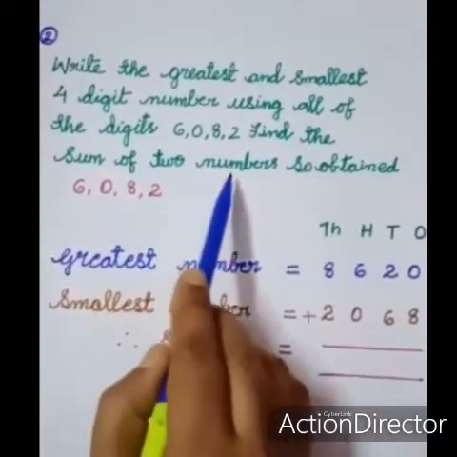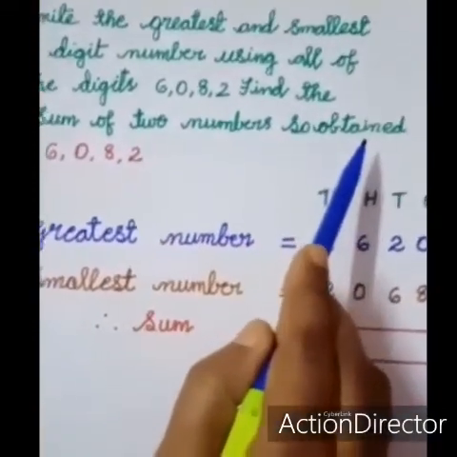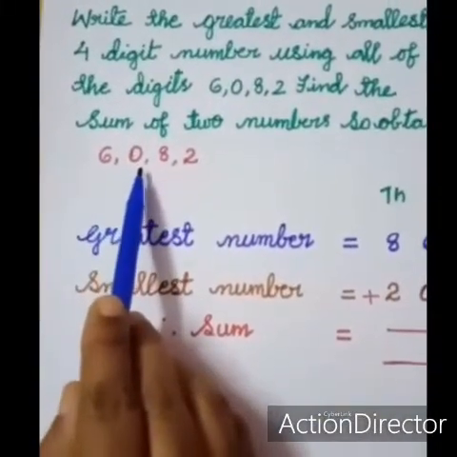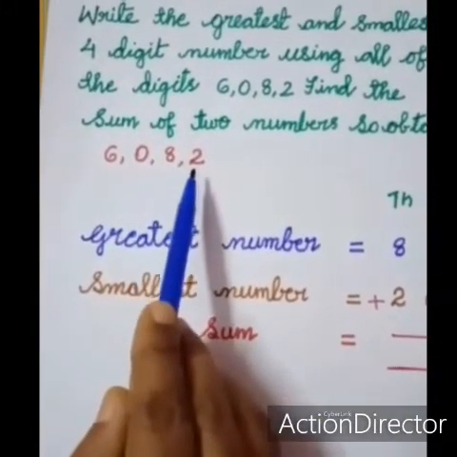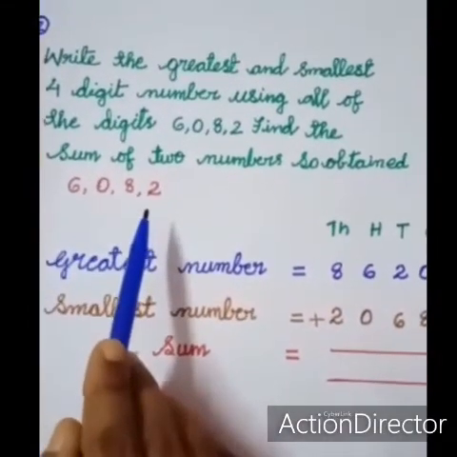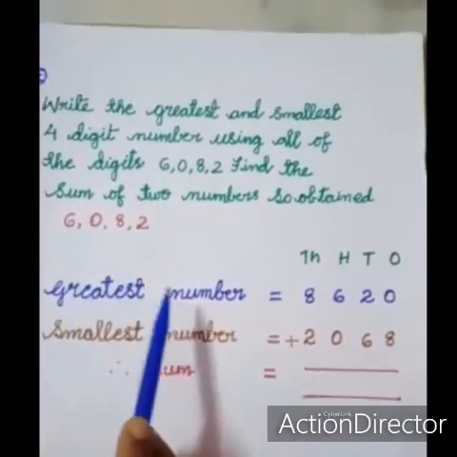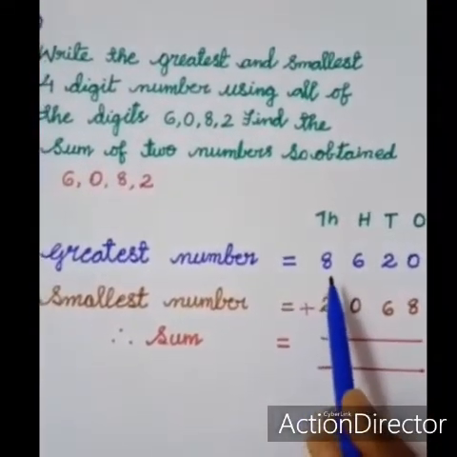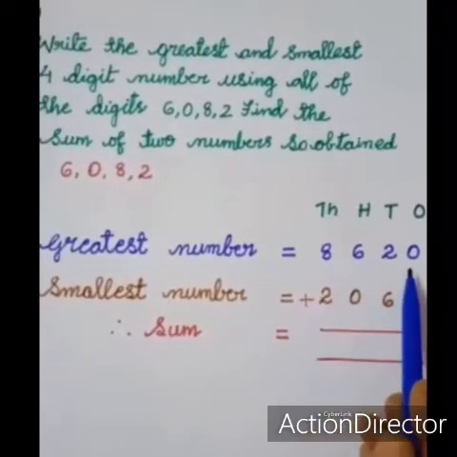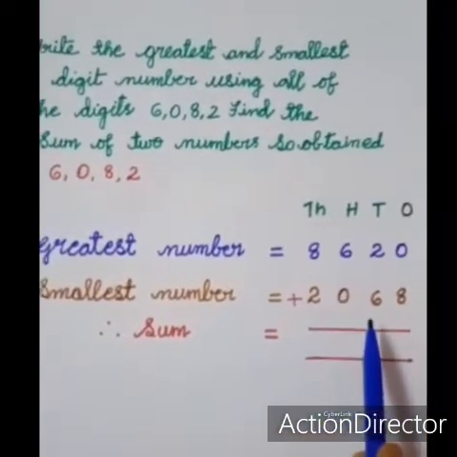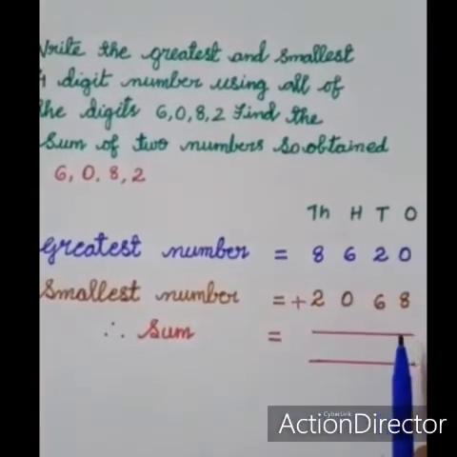Write the greatest and smallest 4-digit number using all of the digits 6, 0, 8, 2. Find the sum of two numbers so obtained. Given digits are 6, 0, 8, 2. Remember children, we have to use these digits only once and write one greatest number and smallest number. Greatest number is 8,620. Smallest number is 2,068. Now we find the sum.